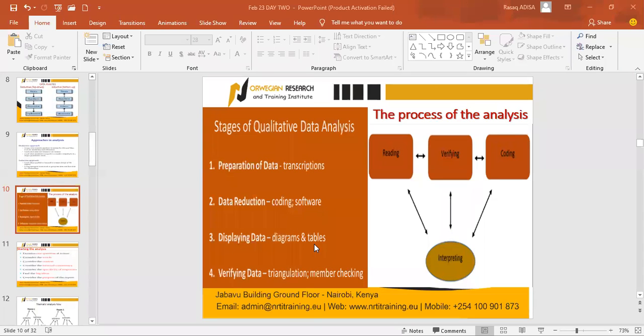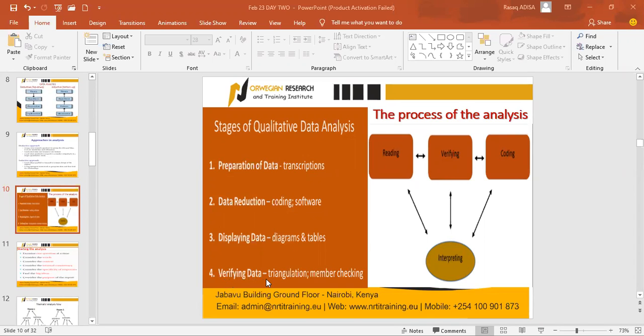Displaying the data is the third stage of analysis. That is, putting the data into diagrams, tables, and charts. This can only be done if the software NVivo is used. This stage three cannot be achieved if it is being done manually.